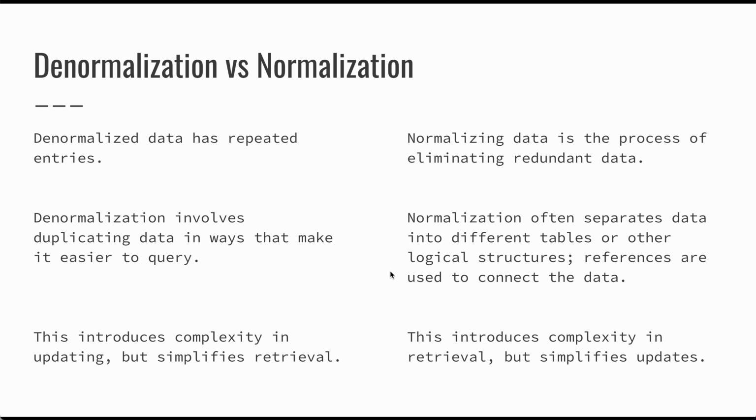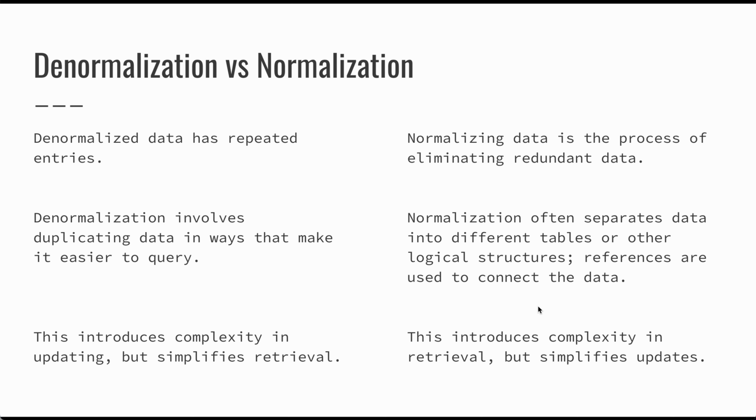Normalization separates data into different tables or other logical structures. We often use some type of references. We'll talk about IDs and foreign keys and things like that. Normalization is the process of separating these things, but providing some kind of structure so that we can put them back together again. With denormalization, we introduce some complexity in updating, but it does simplify retrieval. There's not as much work necessary to get the information you need.